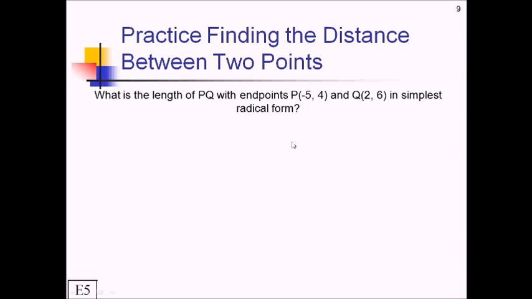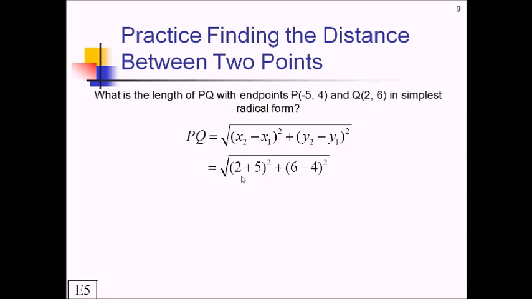All right, so we have different points now. We're still looking for length, so we'll still start with our distance formula. And I'll do 2 minus -5, so 2 plus 5, and 6 minus 4 for the y values. So we got 7 squared and 2 squared. That's 49 plus 4, which comes out to 53. And the square root of 53, there's no perfect squares in that, so that is fully simplified.